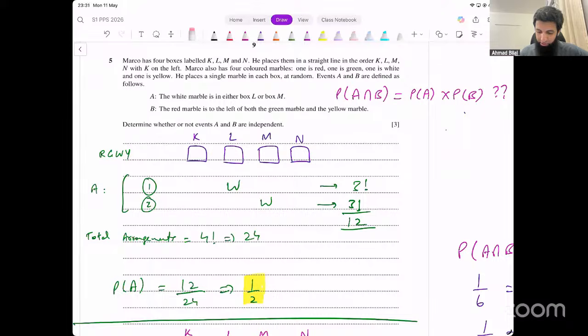Single marble in each box at random. The white marble is in either box L or box M. The red marble is to the left of both the green marble and the yellow marble. These are the two conditions that were given. Determine whether or not events A and B are independent. Acha, A or B independent. Independent events.